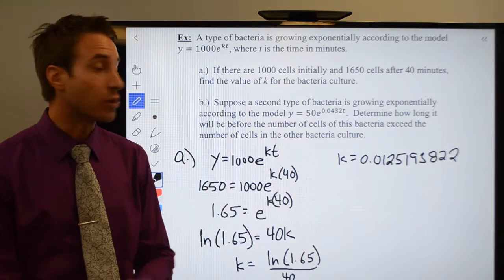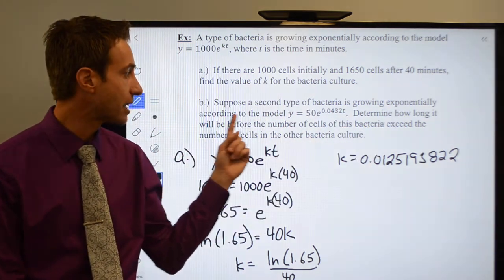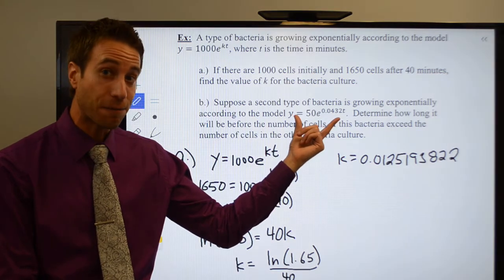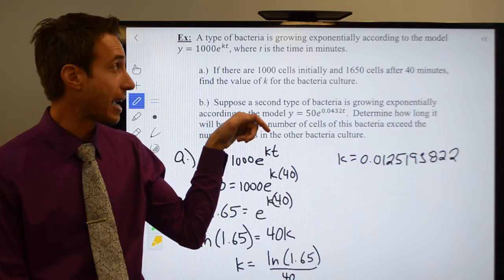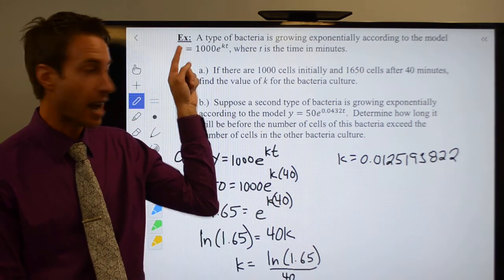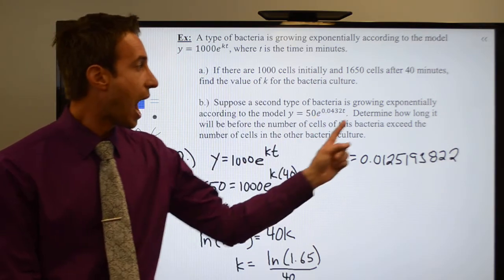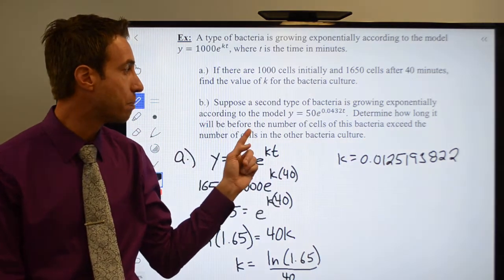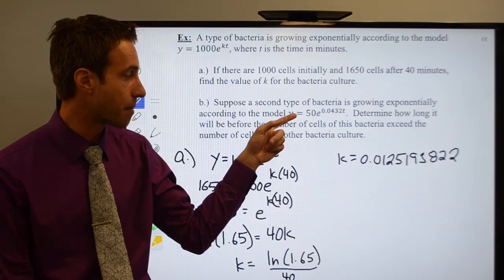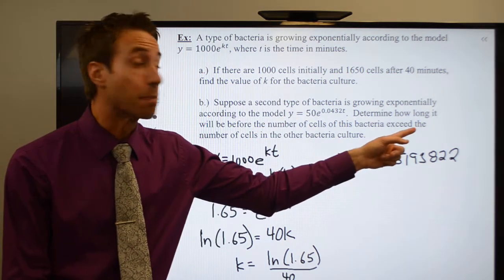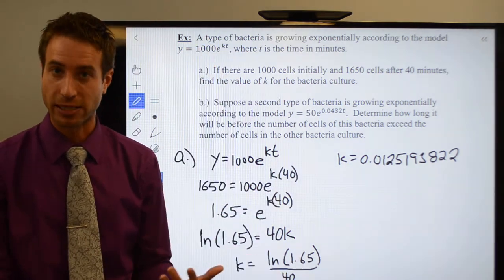If we go ahead and read part B, here's what I get. Suppose a second type of bacteria is growing exponentially according to the model, so I give you a different exponential growth equation for a different bacteria culture. This bacteria culture is not the same as the first one. These are two different growth rates. I want you to determine how long it will be before the number of cells in this second culture exceeds the number of cells in the previous bacteria culture. You see what it's saying?